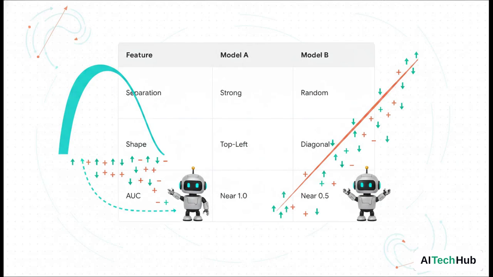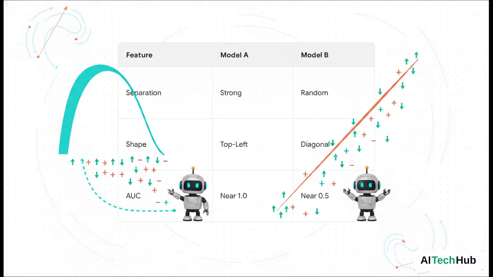And this brilliantly illustrates the real-world difference in a clear breakdown. Look at Model A. It genuinely separates the two classes well. Because it correctly ranks positive cases with higher confidence than negative ones almost universally, its curve bows to the top left, giving it an AUC estimate near 1.0. It's a strong, genuinely reliable model.